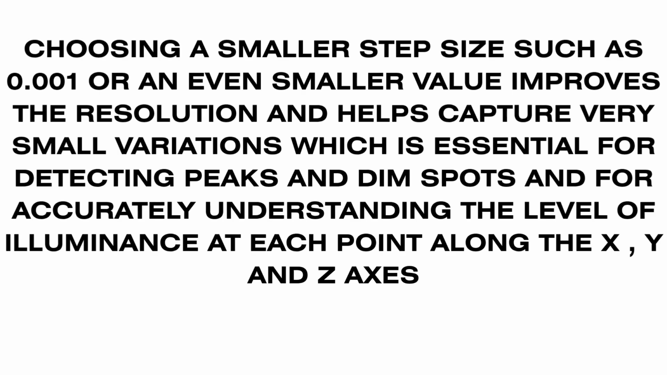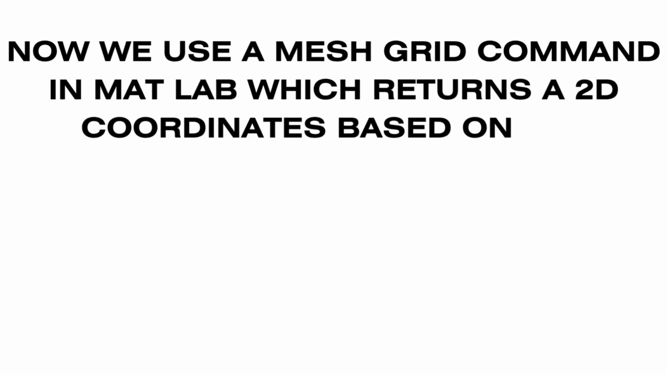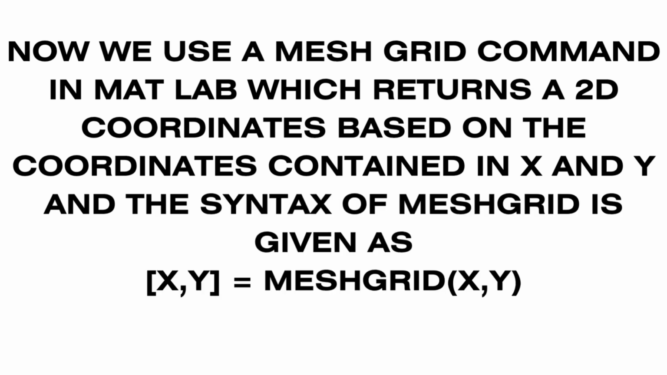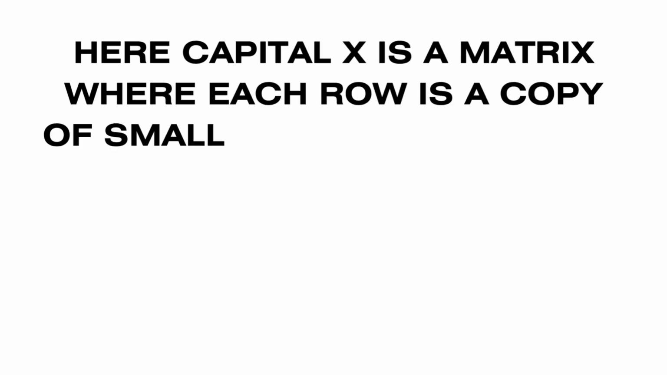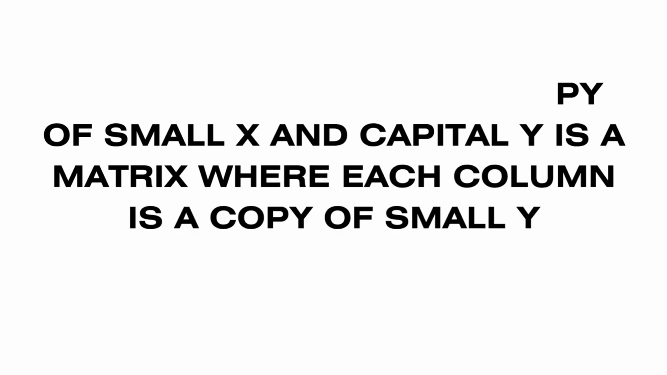Choosing a smaller step size such as 0.001 or an even smaller value improves the resolution and helps capture very small variations, which is essential for detecting peaks and dim spots and for accurately understanding the level of illuminance at each point along the x, y, and z axes. Now we use the meshgrid command in MATLAB, which returns 2D coordinates based on the coordinates contained in x and y, and the syntax of meshgrid is given as follows. Here capital X is a matrix where each row is a copy of small x, and capital Y is a matrix where each column is a copy of small y.